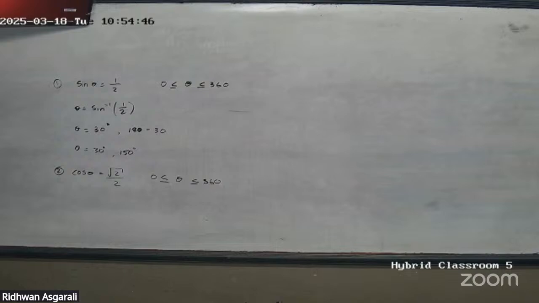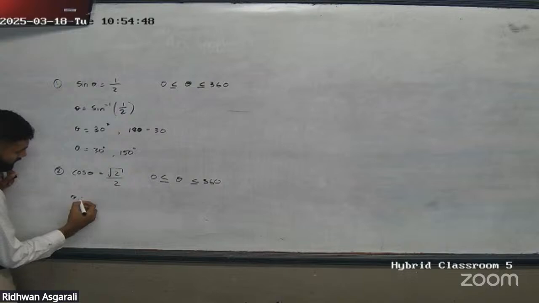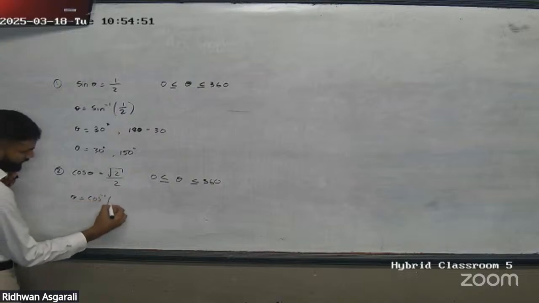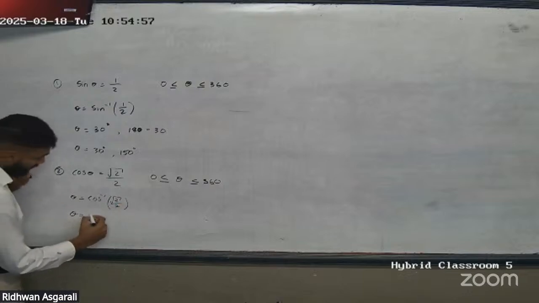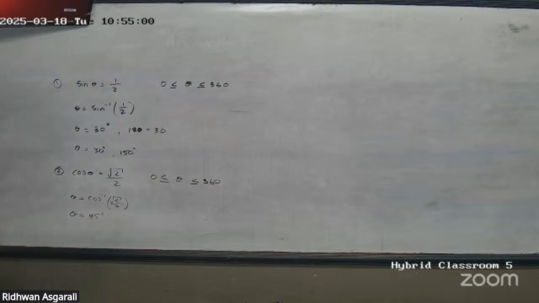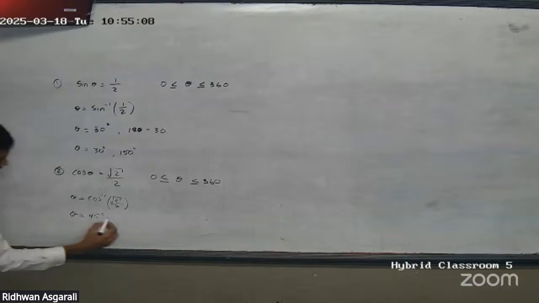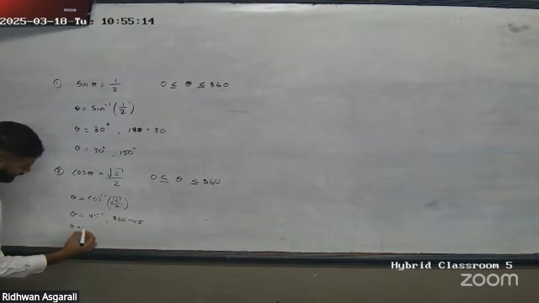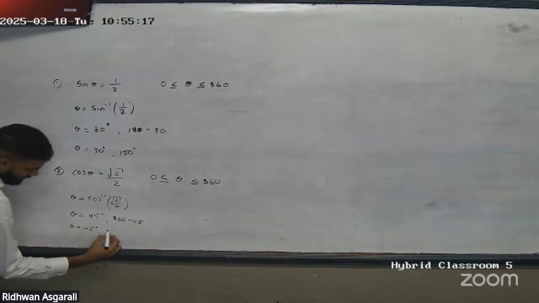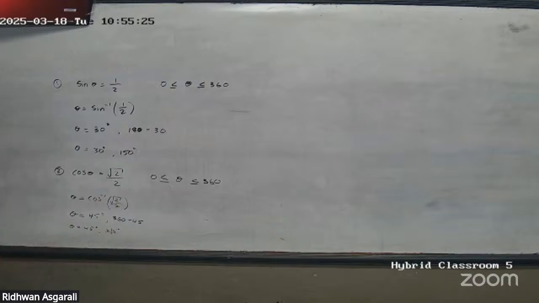Right, so we have theta is cos inverse of root 2 on 2. How much is this? 45 degrees, yeah? Now we have to look to see in which quadrants cos is positive, and cos is positive in the fourth. So the fourth quadrant is 360 minus 45. So we get theta is 45 and 315. Yeah. Right. Next one.